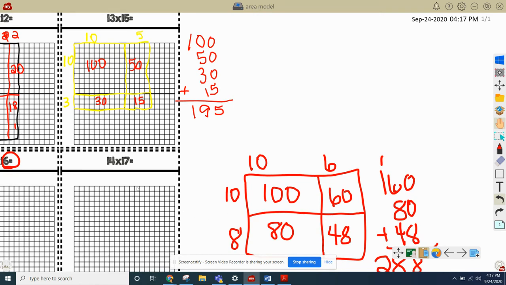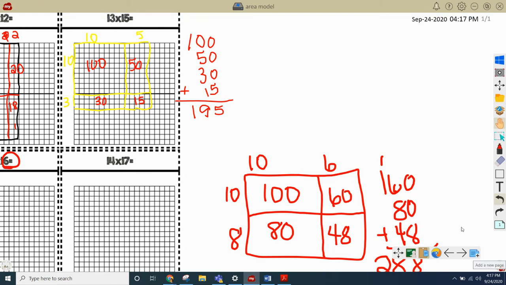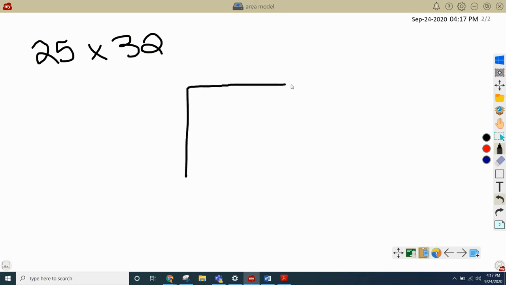Okay, so now we're going to talk about how we can do this with numbers that aren't just tens. We're going to use 20s, 30s, 40s, all that. Okay, so I'm going to put a problem up here and we're going to build it just like we did yesterday. So 25 times 32. Okay, so first thing we do is we decompose these two numbers to build our box. So you draw a box.